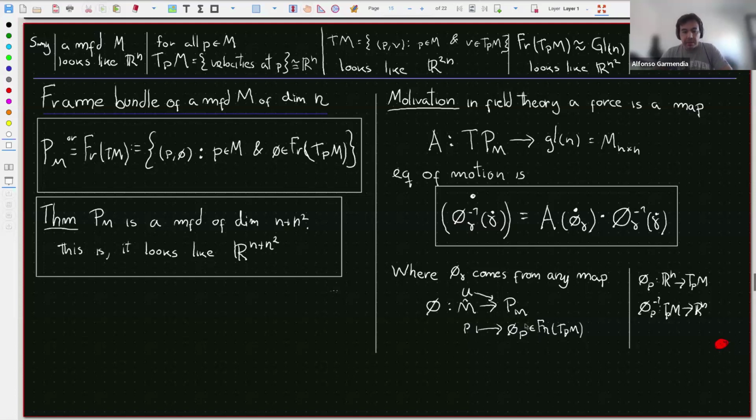And for every point, it will give me a frame. And I choose one. It doesn't matter which one I choose. And after I choose one of them, I have that phi p will go from Rn to TPM. And it's an isomorphism, so I can invert it. So phi p minus 1 will go from TPM to Rn.